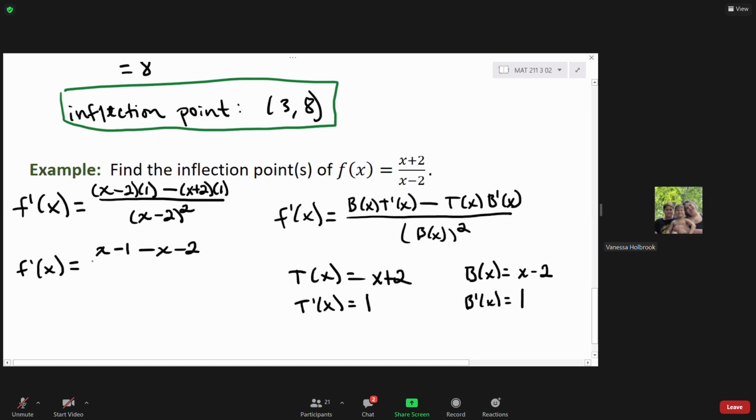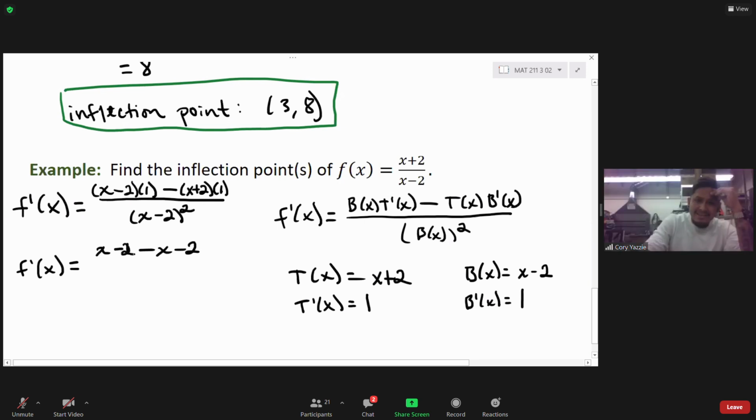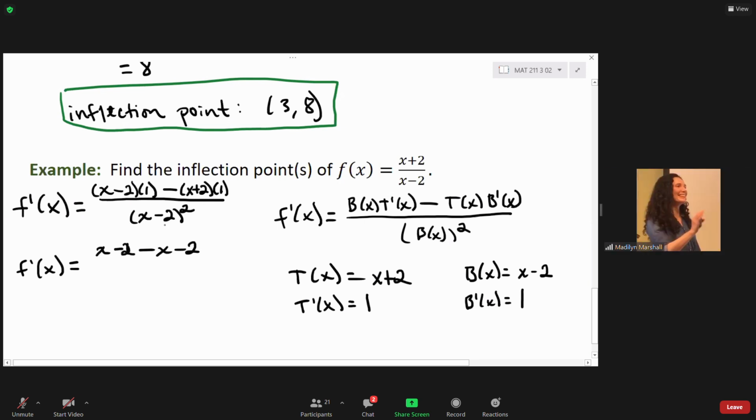Quick question, is that first part of the equation x minus 2? Yep, it is. Thank you. There you go. Don't know where that 1 came from. Thank you. That's what I did on the last test. I missed a 1.